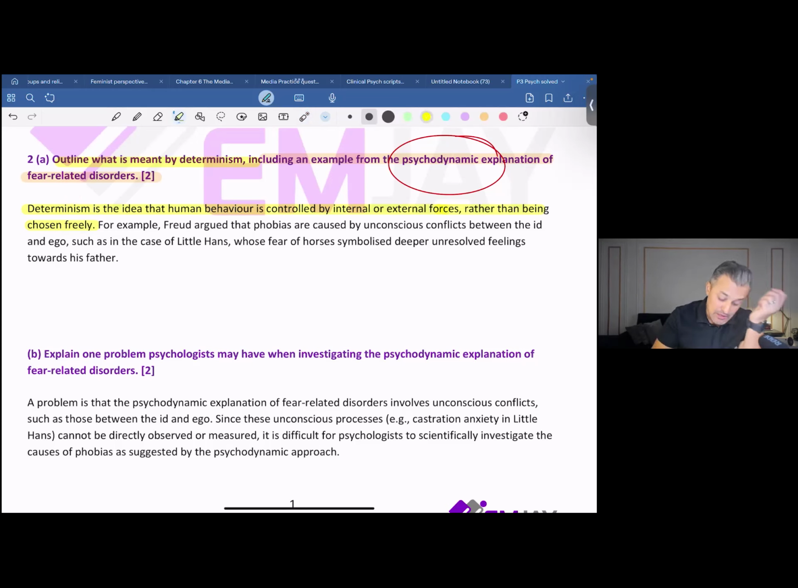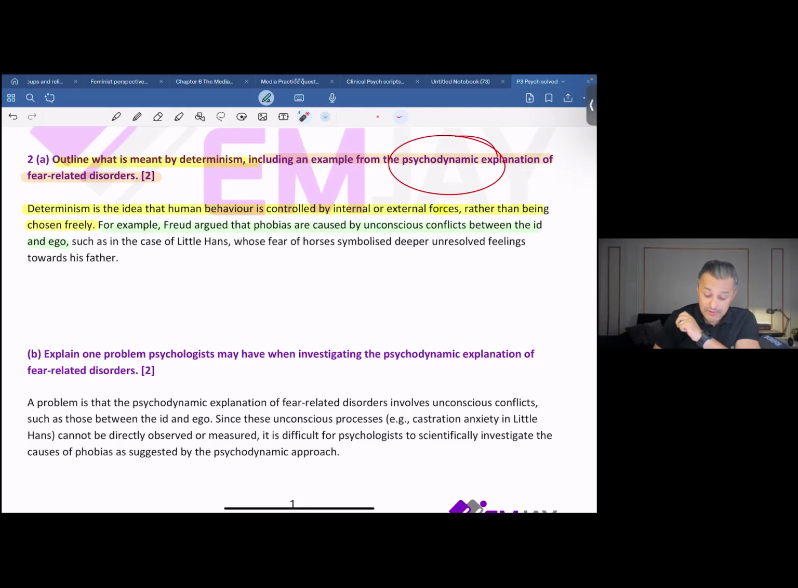Moving on to the second mark, for example, Freud argued that phobias are caused by unconscious conflicts between the id and ego. Remember the psychodynamic explanation of anxiety and fear related disorders, or the psychodynamic explanation in general. Remember personality structures, remember the id, the ego, the superego. I could explain that, but it's going to take very long, and I've already taken a lot of time, so I'll try to get through this part quickly. There are 2 more questions I need to cater to as well.